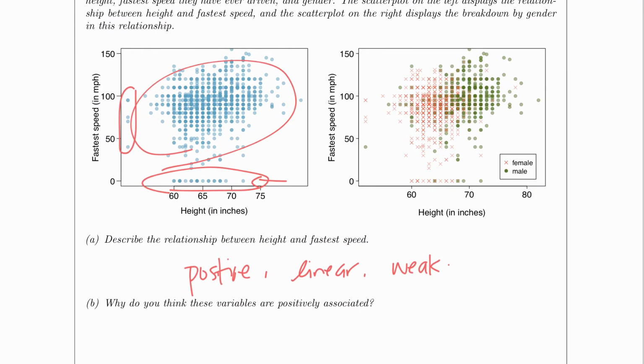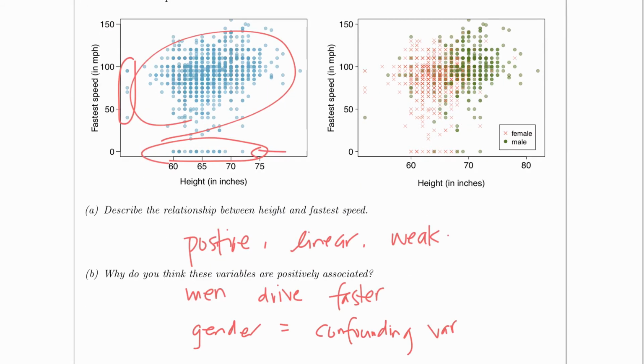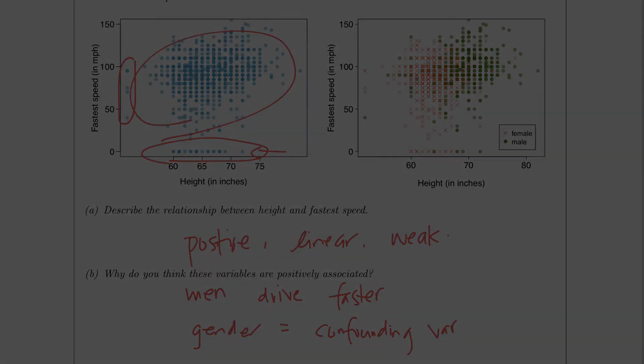Now, part B asks us to think about why these variables might be positively associated. Well, the second plot is interesting because it has added another dimension to the plot, and that corresponds to gender. We're now seeing that there are two distinct clusters of people. We have females who are shorter because the X's in this plot happen to be shifted lower than the solid circles on the right. Perhaps men just drive faster than women in our data set. So this is a classic case where gender is a confounding variable. Yes, gender can explain the differences in fastest speed driven, and similarly, gender explains the differences in height.